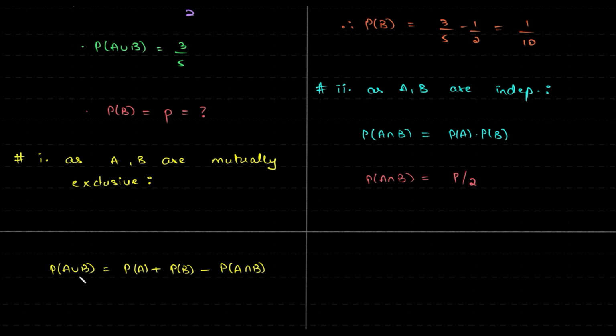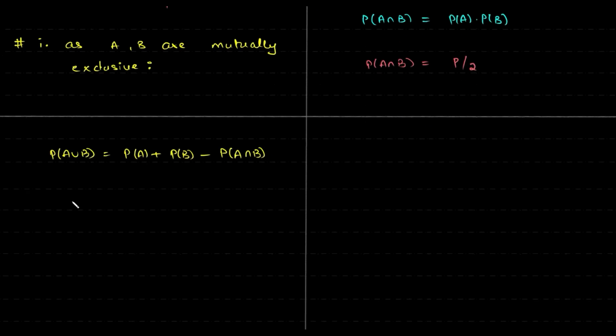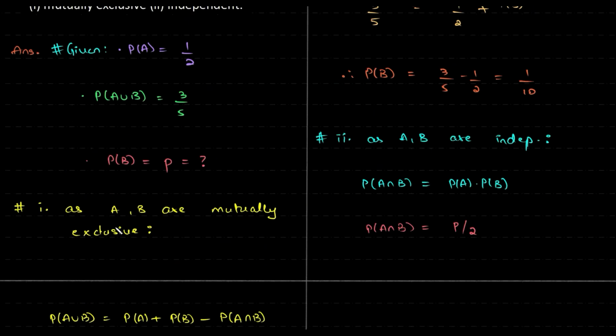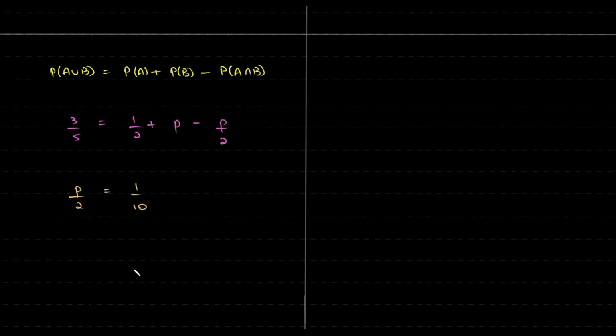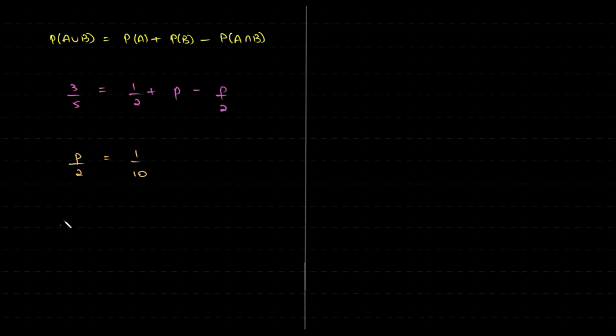Now, P of A union B, we know 3 by 5, right? So that's how we make use of what is known and what is to be found, minus P by 2. We just solve this. So this results in 1 by 10, right? So this is 1 by 10. This is half. So half of P is equal to 1 by 10. So P is equal to 1 by 5. In this case, P is 1 by 5.